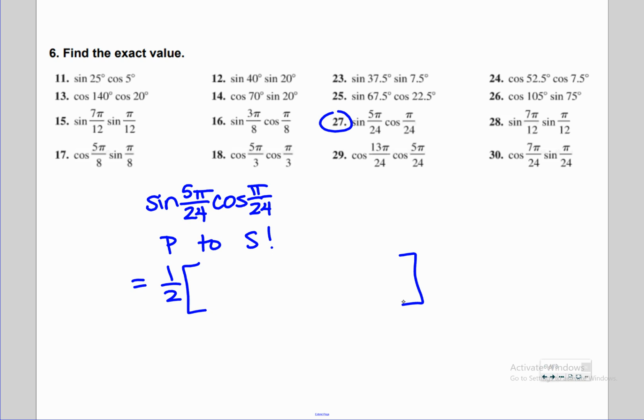So what do I have? I have a sine, cosine. So sine for both of them, plus in between. The first thing I'm going to do is add my angles together: 5 pi over 24 plus pi over 24. And then in the second group, it's x minus y, so we're going to subtract our angles. You can maybe do that part in your head if you want to.